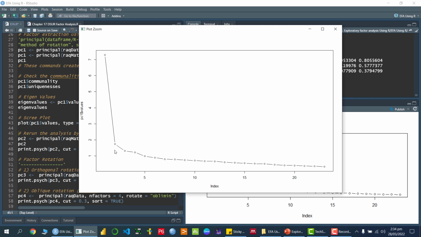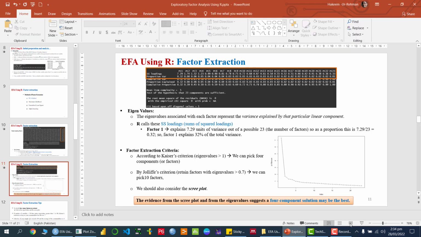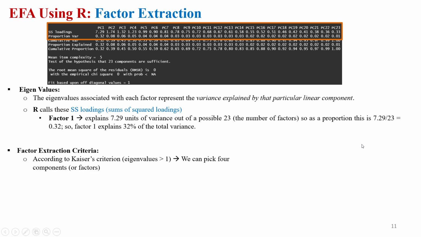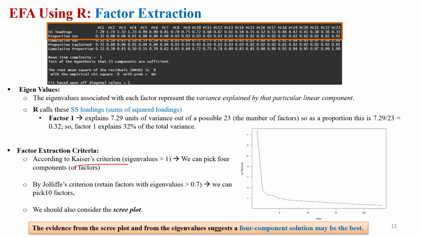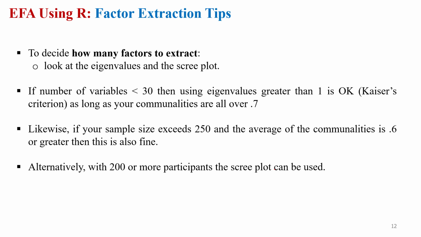So before this, all the components we can consider for factor extraction, that is number 1, number 2, number 3, and number 4. So according to the Scree plot, it is also saying that we should pick 4 factors. So we can say that according to Kaiser's criteria of eigenvalues as well as the Scree plot, we can pick 4 factors or 4 components, which would be best for this particular data set. So instead of using 23 factors or 23 components, we should pick 4 factors.